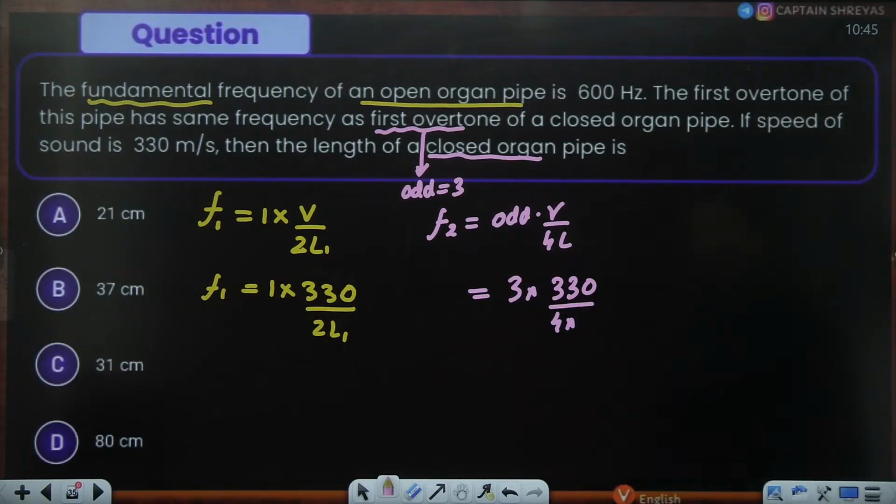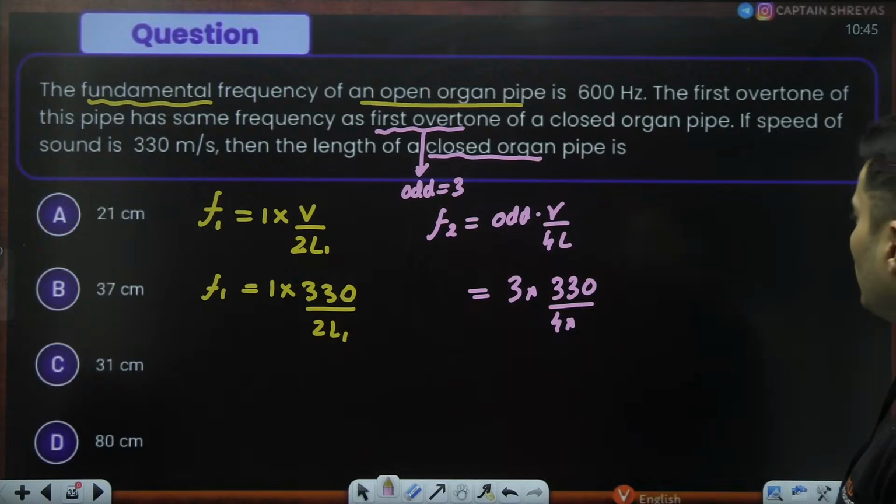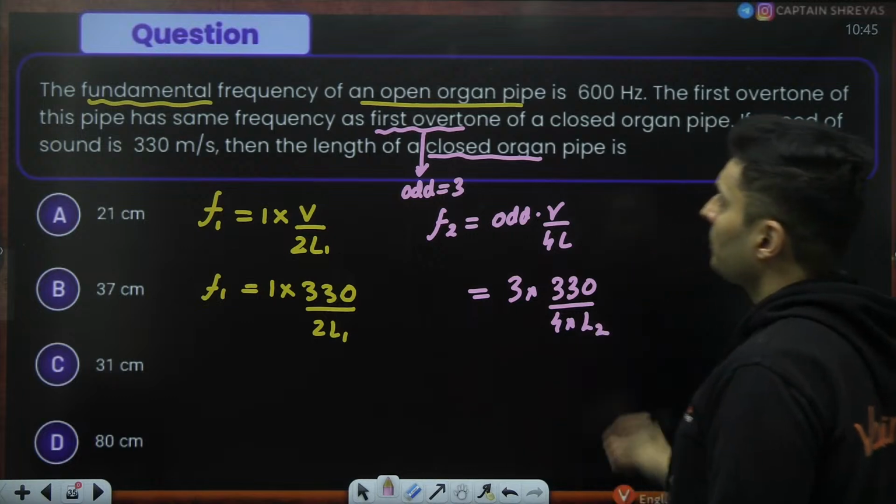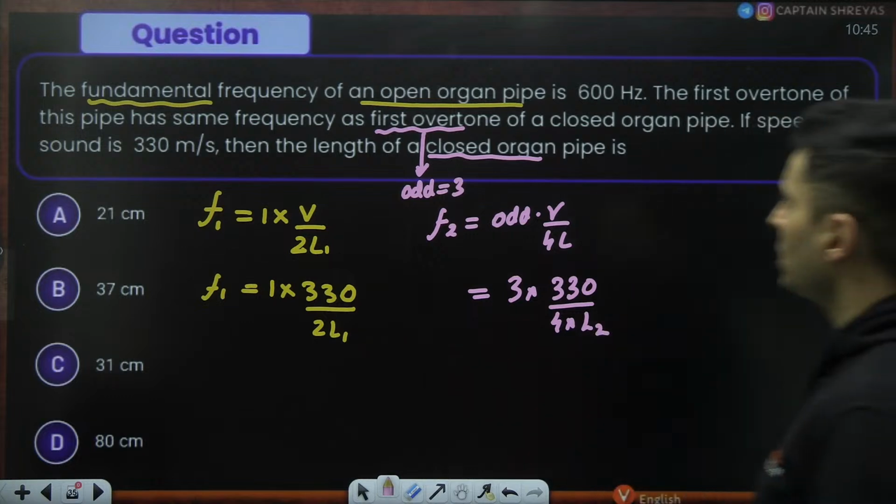Okay, the first overtone of this pipe has the same frequency as the first overtone of a closed organ pipe. The length of the closed organ pipe is how much? Okay, so this is L2. All right.